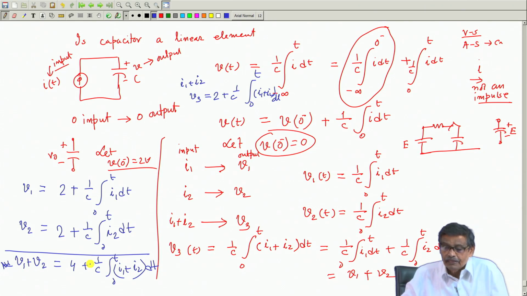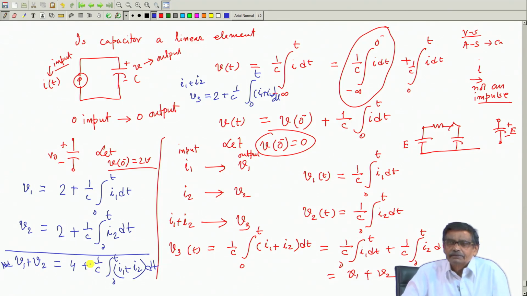Got the point? Therefore, what is the way out? As I am telling you, principle of superposition is a very powerful tool I would like to have in analyzing circuits involving R, L, C. R is a linear element. Inductor with no initial current is a linear element. Capacitor also will behave like a linear element without any initial voltage, fine.